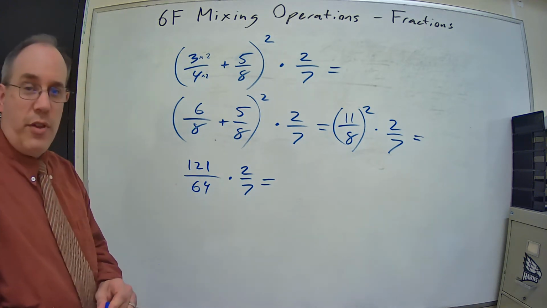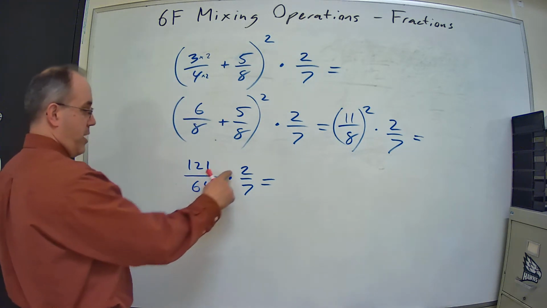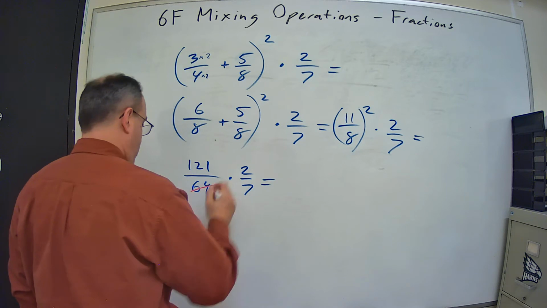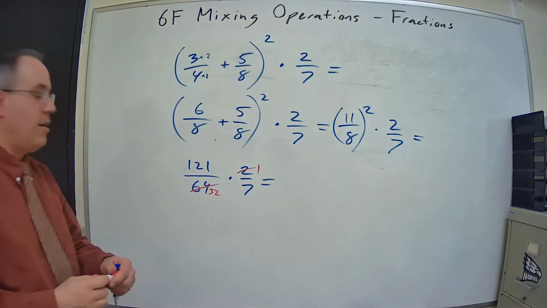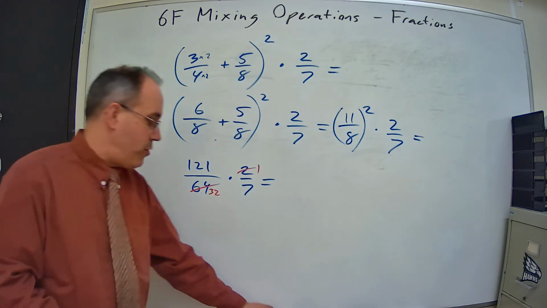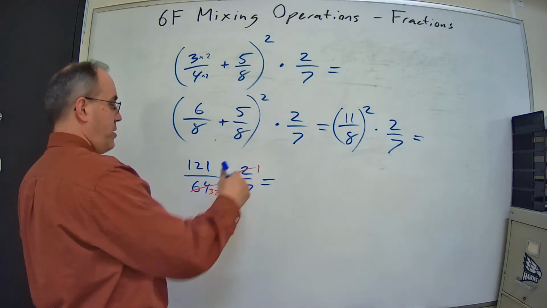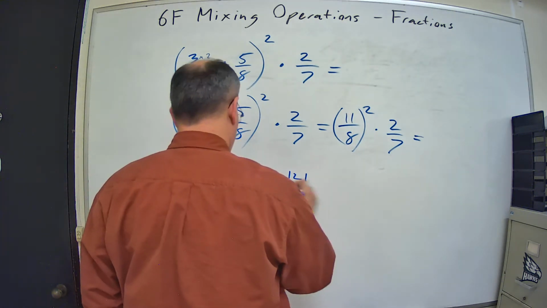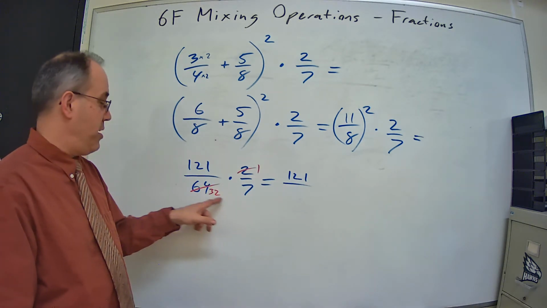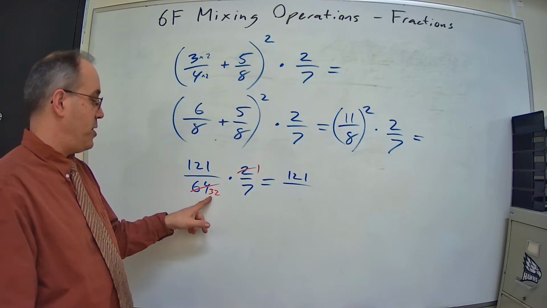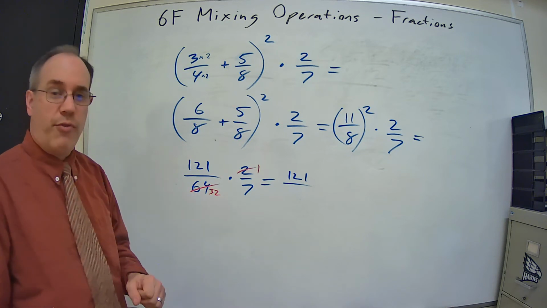I'm going to save myself a little bit of hassle here. I notice that I've got a 64 and a 2, which means I can divide both of those by 2 and make that 32, and that a 1. That doesn't make a huge difference, but it makes it easier if I'm trying to do this in my head, because now I have 121 times 1 is 121, and I have 32 times 7 instead of 64 times 7. 3 times 7 is 21, so that must be 210. 2 times 7 is 14, so that's 224.